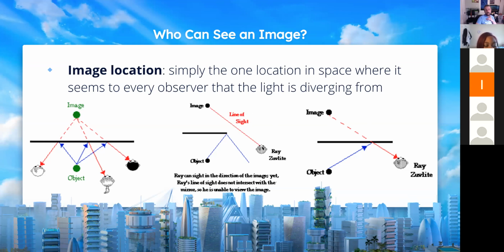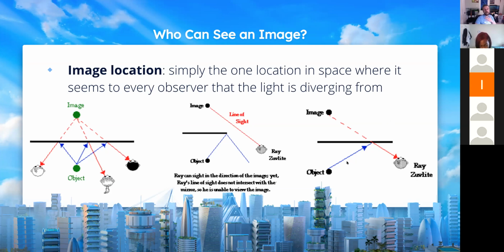Right? If you have line of sight for the object, then you can see the object. It doesn't matter if you have line of sight for the image, wherever the image is going to be located, because you won't be able to see the image unless you can see the reflection of the object in the mirror. And in this case, he's not at an angle where he can actually see the reflection of the object in the mirror.